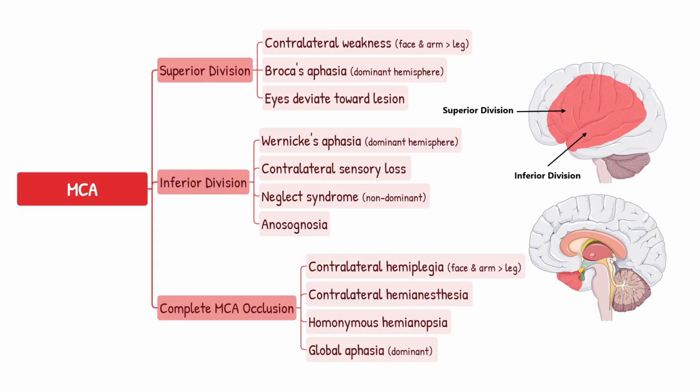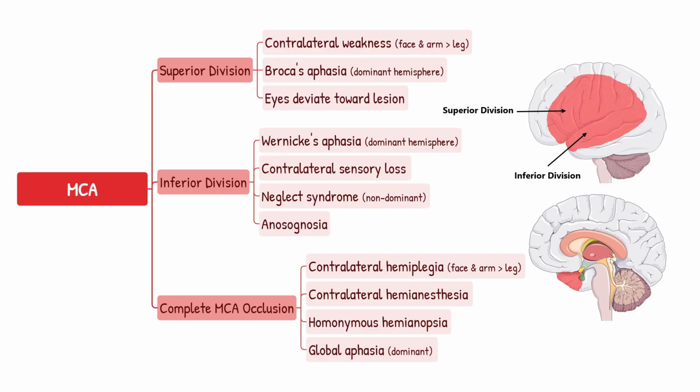Now, let's discuss the middle cerebral artery, which is the most commonly affected artery in a stroke. The MCA has superior and inferior divisions, and we need to understand each separately. The superior division causes contralateral weakness, affecting the face and arm more than the leg. If the dominant hemisphere is affected, you'll see Broca's aphasia. An important sign is that the eyes deviate toward the lesion.